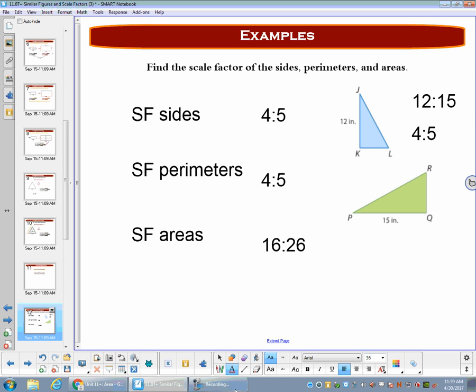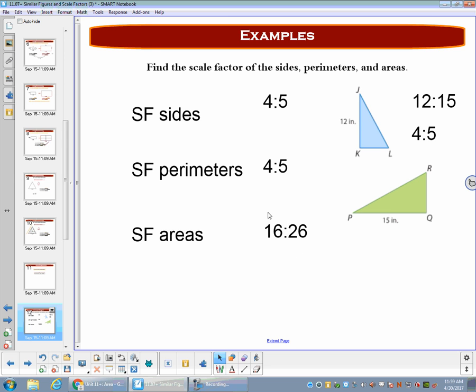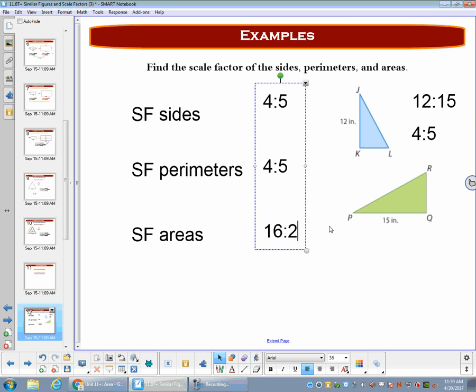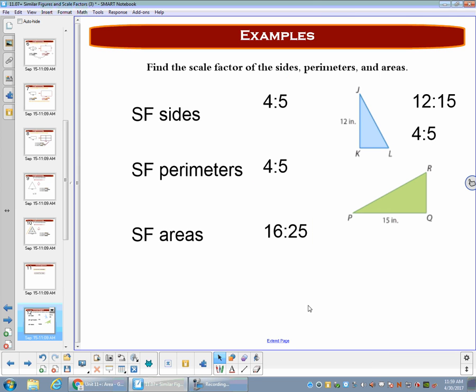Now, I want to be clear about something. There's a little misconception that people get: the difference between a scale factor and what the actual length is. So this is not saying that this area is 16 and this area is 25. Hopefully you noticed my error. This is not, it could be 16, but it's probably not 16. And this is probably not 25, but the ratio for every 16 units that are here, there's going to be 25 units squared here. And hopefully that'll make more sense as we go along.